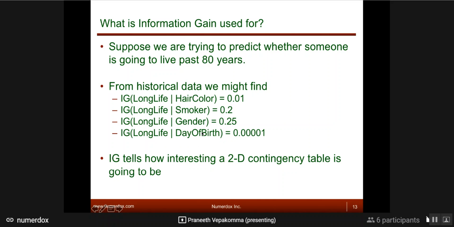It has nothing to do with you. So this has very, very, very low information. Even hair color has slightly some level of certainty it is bringing into your equation than day of birth. It has nothing to do with whether you'll live past 8 years or not. That makes sense. So these are the examples, right?